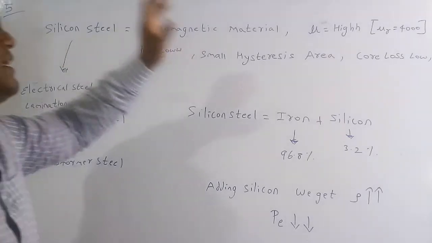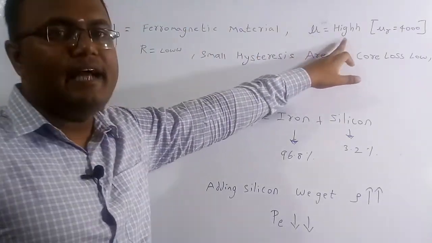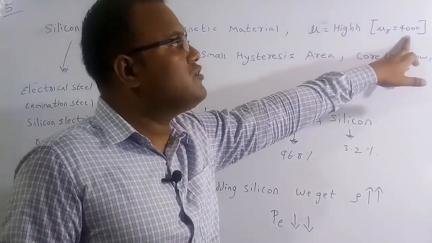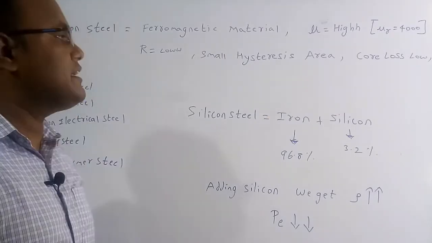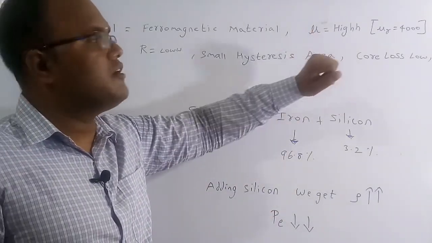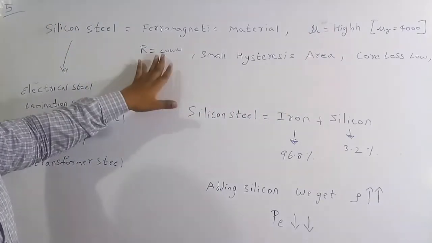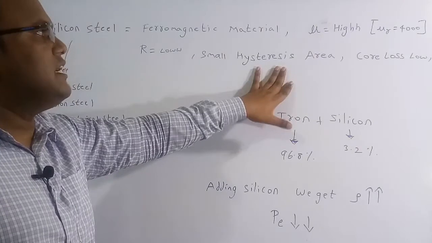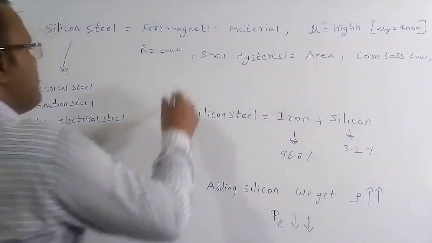Also, the relative permeability of silicon steel is very high, nearly equal to 4000, meaning even a small amount of excitation can give you a huge amount of flux in the core. That is the true meaning of this. Also, the reluctance of silicon steel is very low, and the hysteresis loop area is very low, meaning the hysteresis BH curve loop area is low.